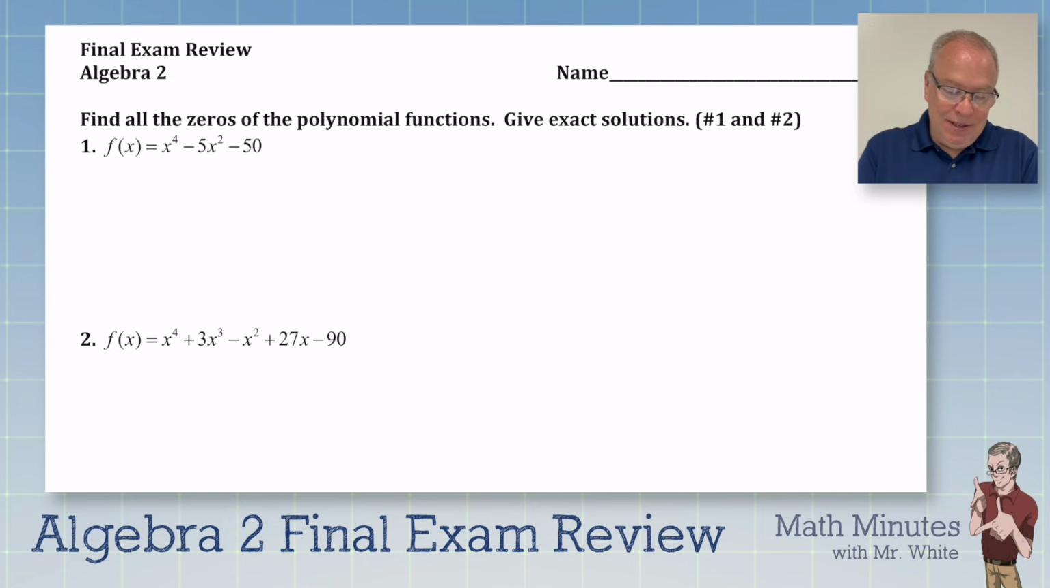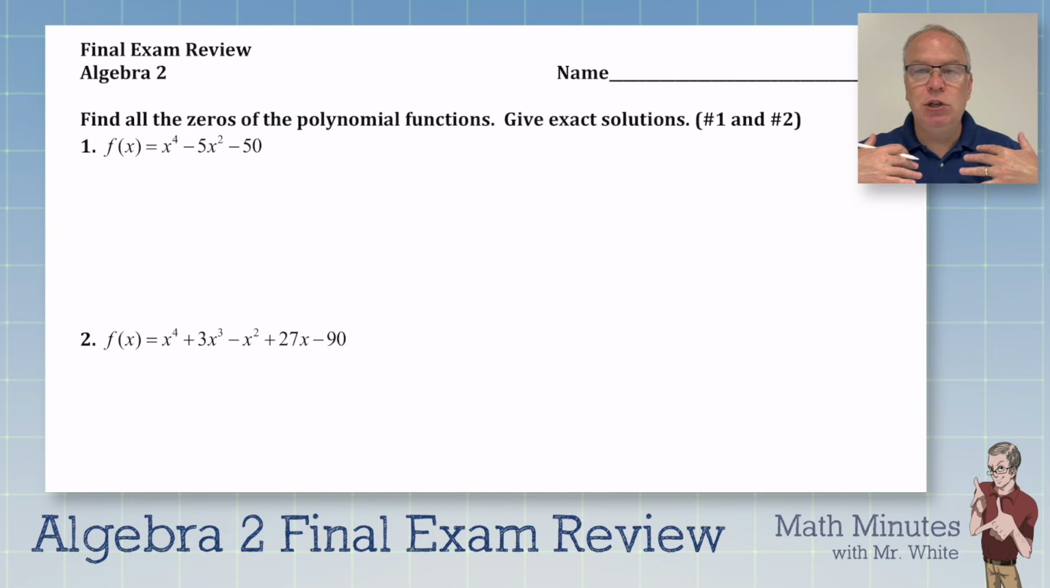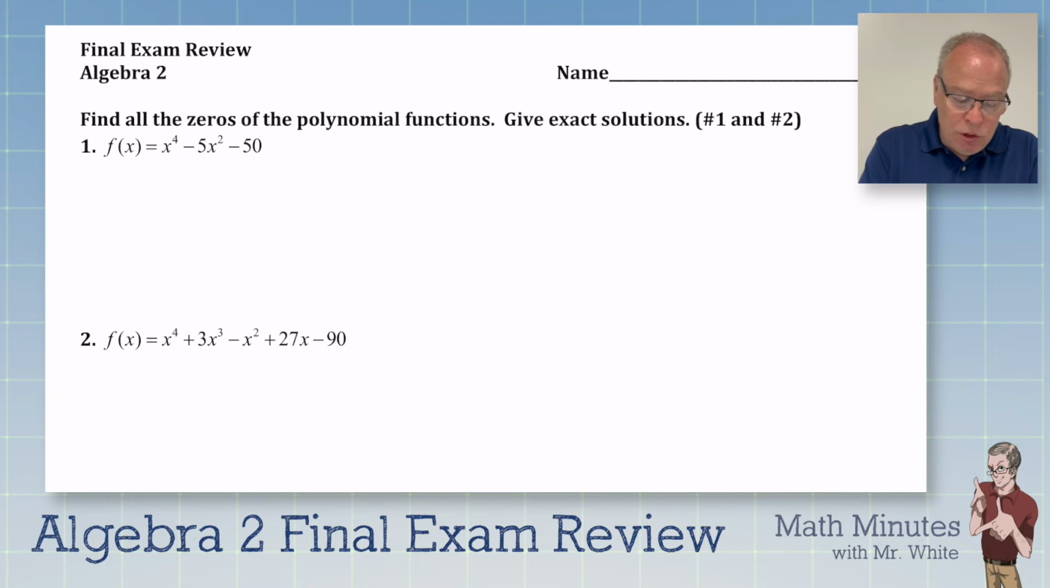Number one, it says find all the zeros of a polynomial. So those are values where the function spits out 0. That's what a 0 is. So you set it equal to 0, and you factor as you go here.